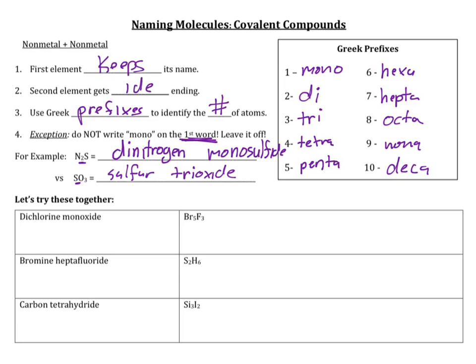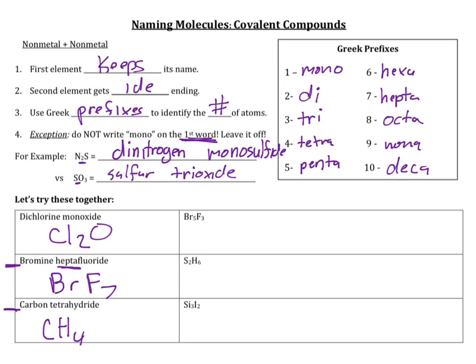So let's go ahead and give these a shot here. So dichlorine, there's two chlorines, monoxide, one oxygen. Bromine, okay, so there's no prefix here, so that means there's one. And then hepta means there's seven, so it's heptafluoride. Carbon, again, no prefix means there's one, and it's tetrahydride.